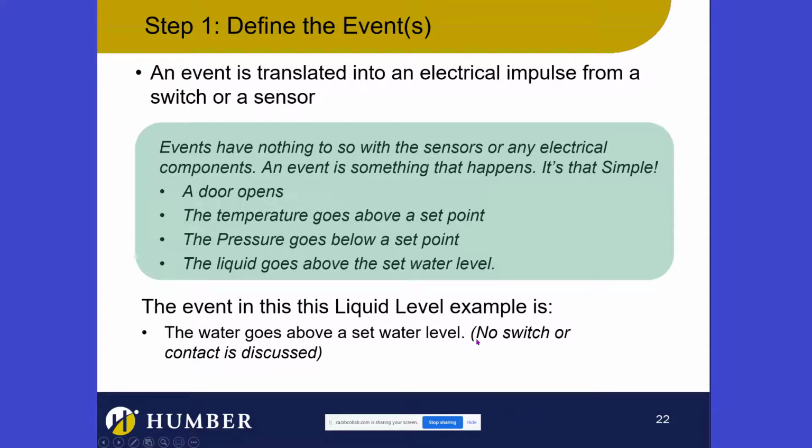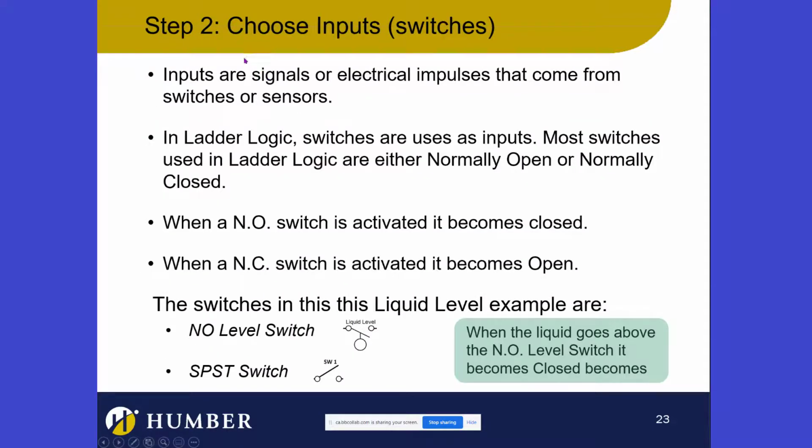Okay, that's it. So in this case, we're going to continue on here and choose the inputs. So what input am I going to use to tell me the water level has gone up? I'm going to use the liquid level switch. And that's what that looks like. So in this case, I have to think about whether I want a normally open or a normally closed. Okay, so I have to think about this. Inputs are signals, impulses. Yeah, okay, it's ladder logic. Switches are used as inputs. Most switches used in ladder logic are either normally open or normally closed.